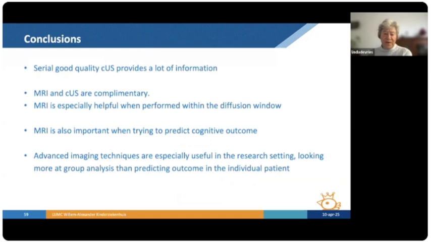So to conclude, serial good quality ultrasound is still really very important. We should not forget that, and we won't. Two techniques are really complementary. The MRI is especially helpful when you do it within the diffusion window, so the first week after the injury.